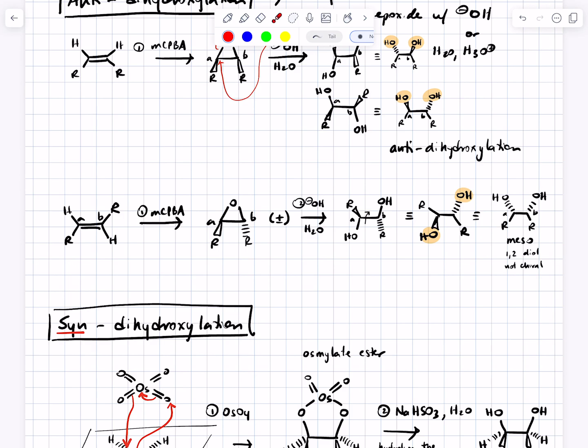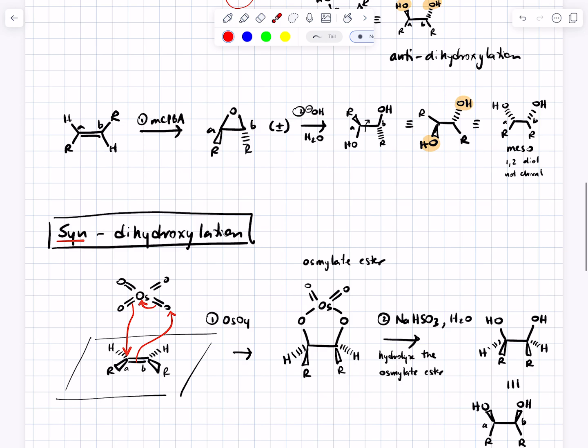Yeah. Just a follow up then. If this was on the test, if you were looking for a specific starting material, would you say using anti-dihydroxylation or using syn dihydroxylation? Or would you just be like, here's the product, good luck? Right. So how could this work?